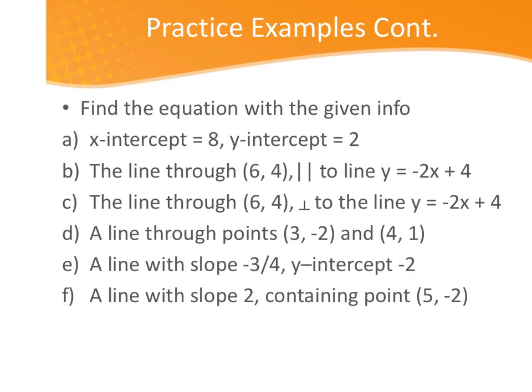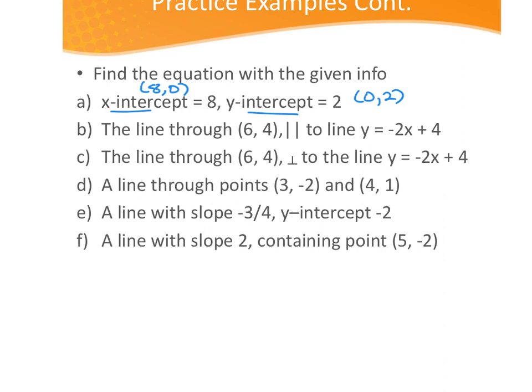Again, I'm going to go through one by one, and we're trying to find an equation of the line. Now notice in the first example A, they're giving me an x-intercept and a y-intercept. If I were graphing these, I could put a point on the x-axis at 8, put a point on the y-axis at 2, and connect those points. However, I want to find an equation of the line. So I'm going to turn the x-intercept into an ordered pair. I can make it 8, 0, and then the y-intercept, make it 0, 2.